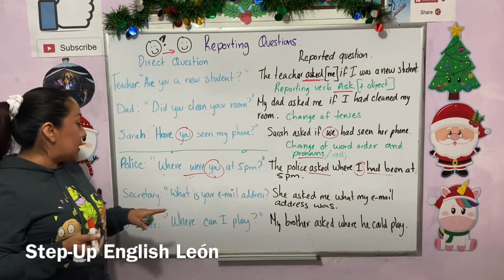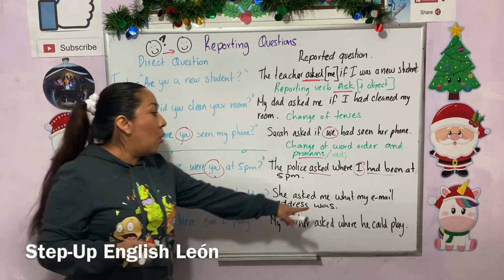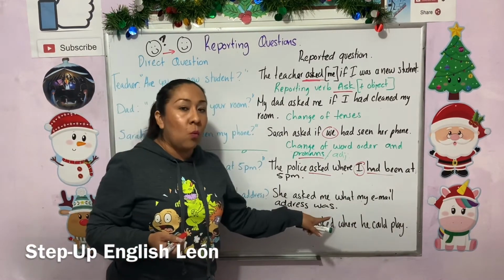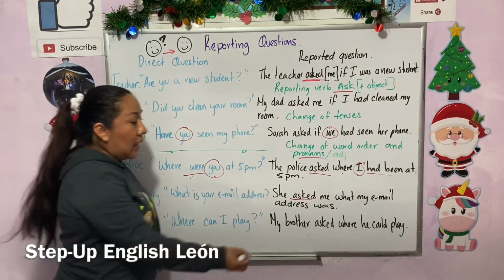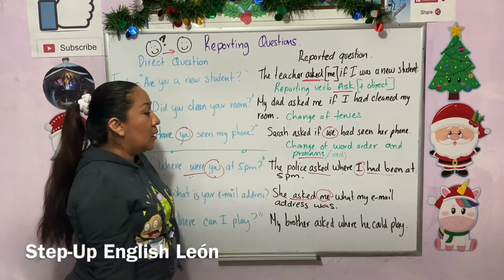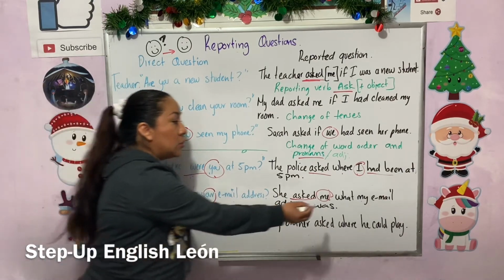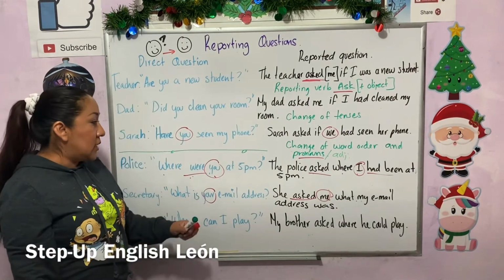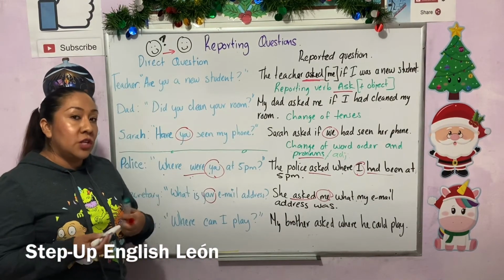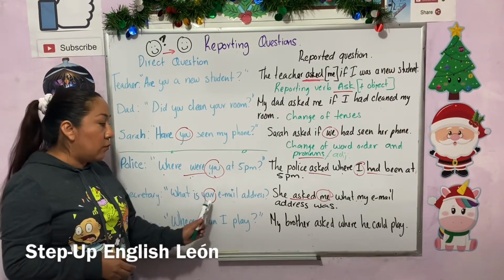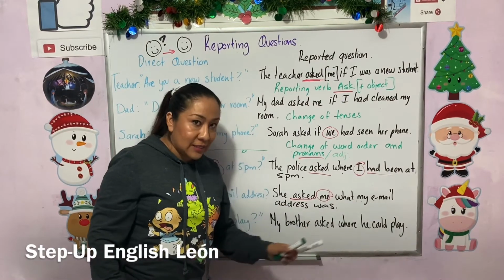The secretary asks, what is your email address? She asked me what my email address was. Reporting verb in past, asked. I'm using an object, me. My email, from your email to my email. I'm changing tenses from present to past. And I'm changing word order from question form, what is your email, to my email address was.